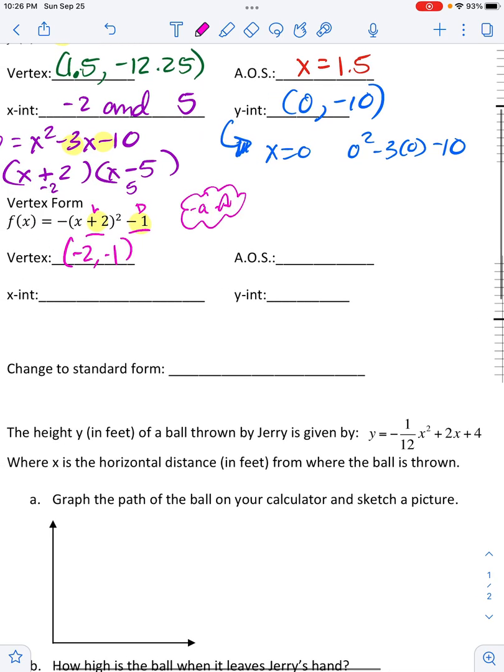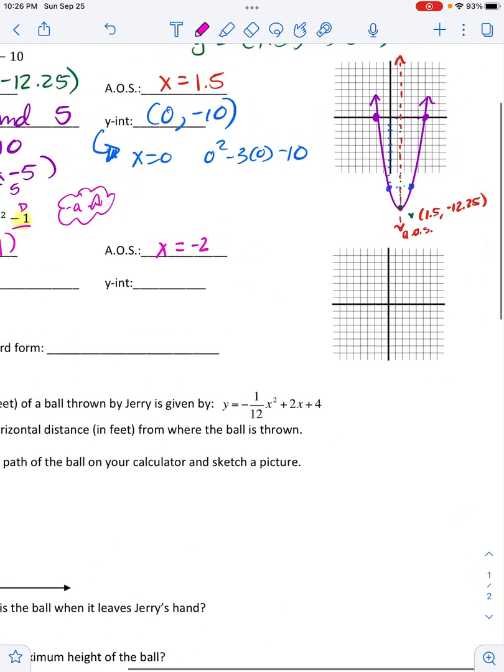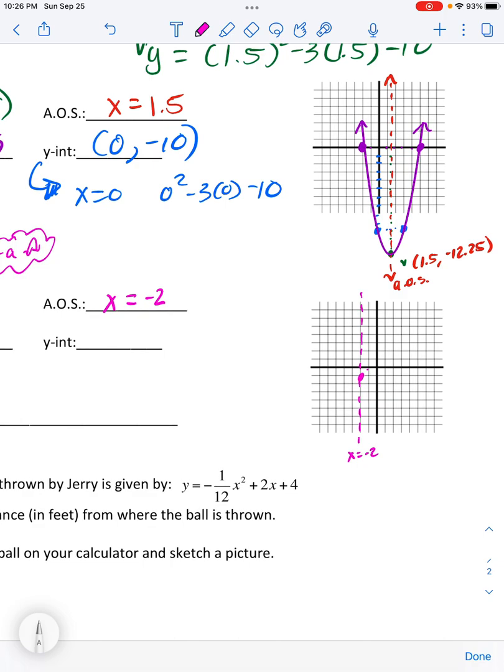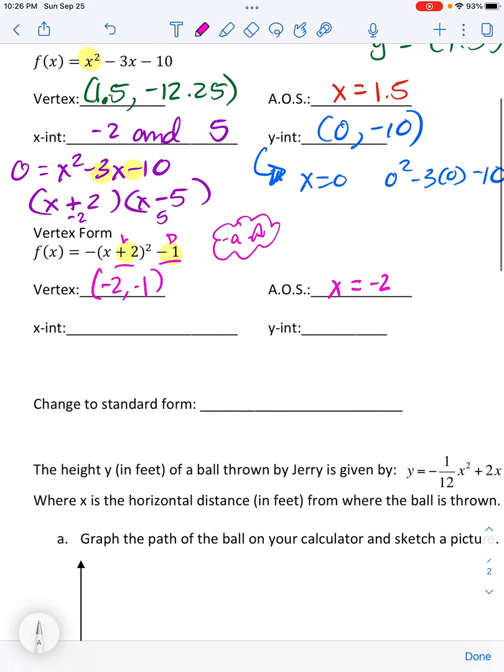Okay, axis of symmetry is always easy peasy. I write x equals because it's a vertical line, and then I steal my x coordinate from the vertex. Because what I know is that at negative 2, negative 1, that's my vertex. My axis of symmetry has to come down the middle. So that's going to be x equals that same value. Now, think about this, or don't think about this.